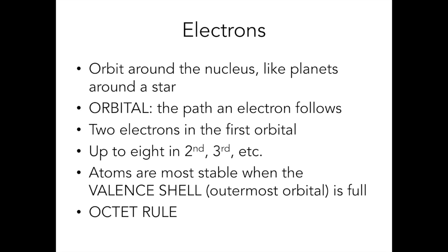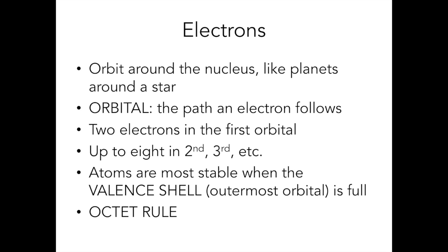But the path that an electron follows is called an orbital, because it's orbiting. In the first orbital, the orbital that's closest to the nucleus, we find 2 electrons. And then when we get to the second and the third and the fourth and up to a few more, there's not a whole lot more, but there's more than just 3 or 4, we can get up to 8 electrons in those orbitals.